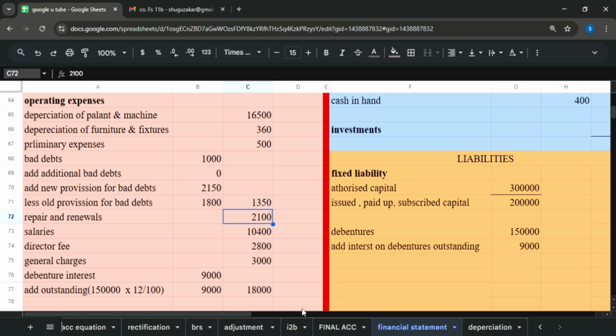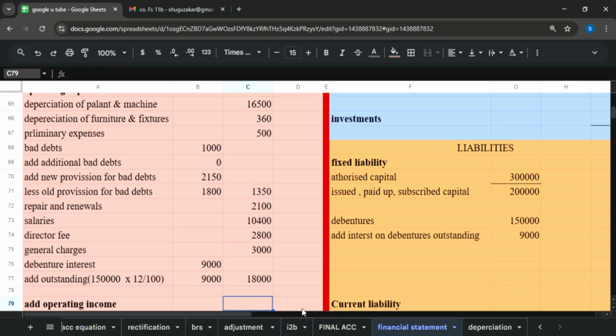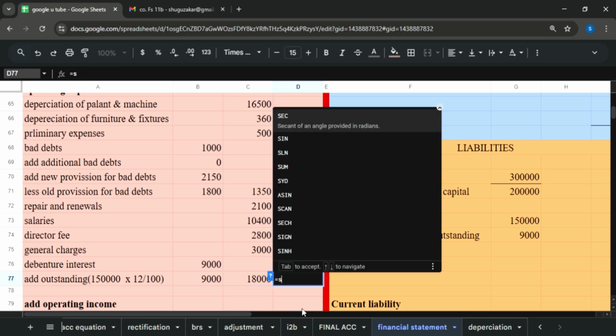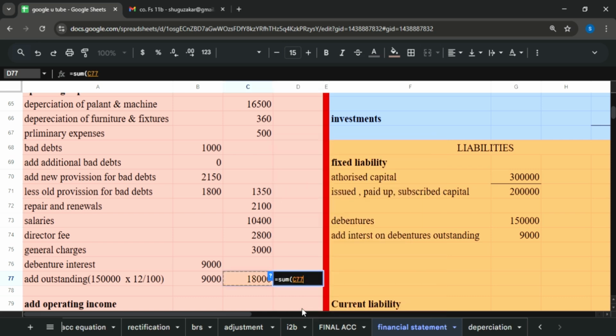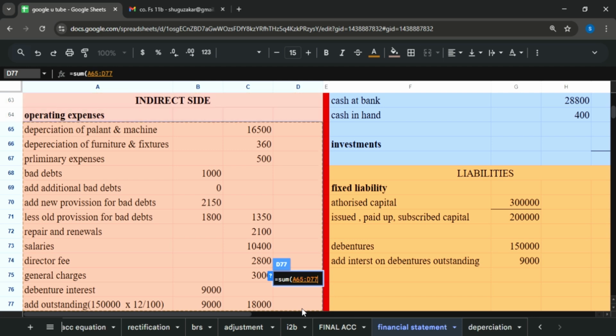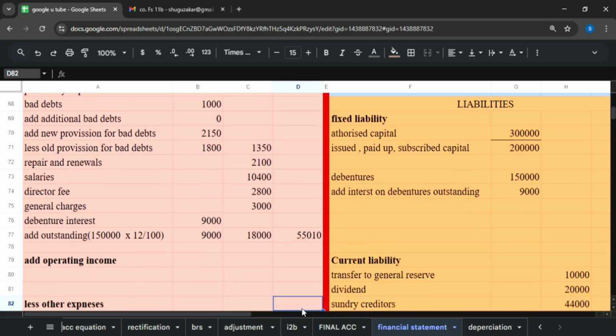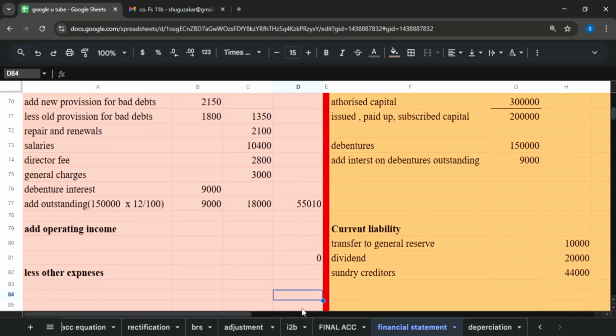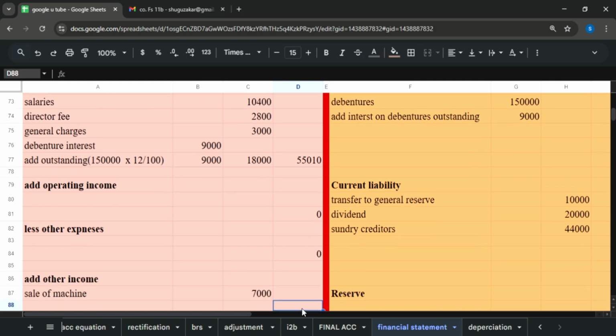After that, I think no adjustment is present. All are already solved. So here we can take the sum of all operating expenses from 18,000 to 16,500. Total of operating expenses we have got. Operating income is not present, 0. Other expenses not present, you can mention 0. Other income, yes we have, and there is only an amount of 7,000.